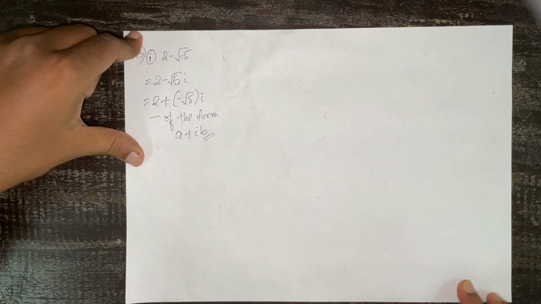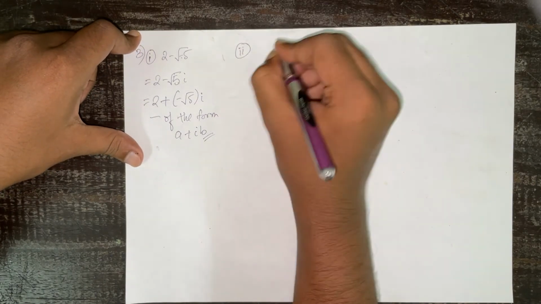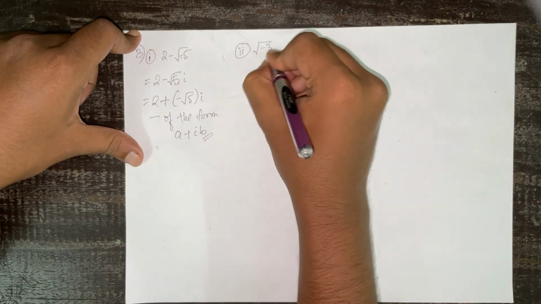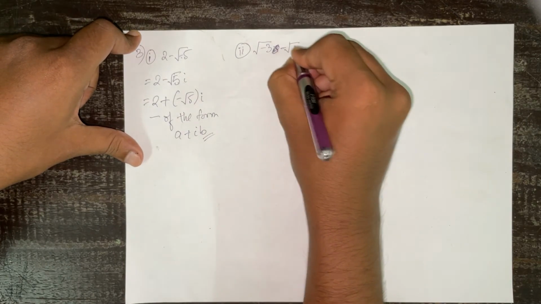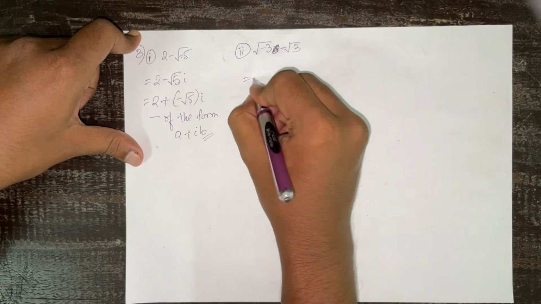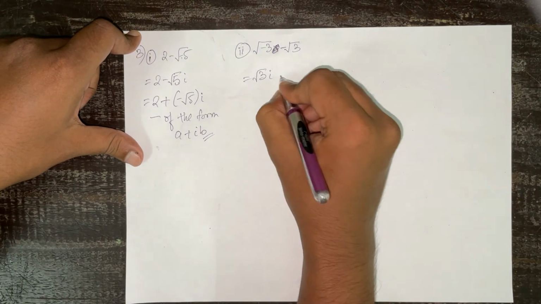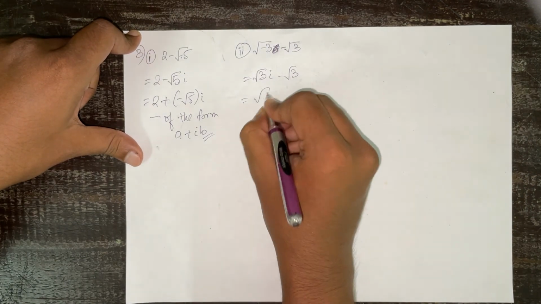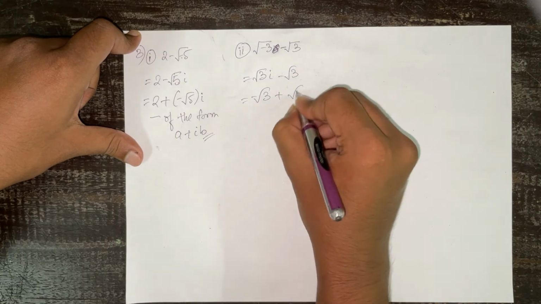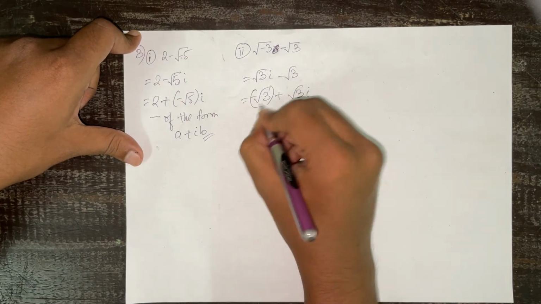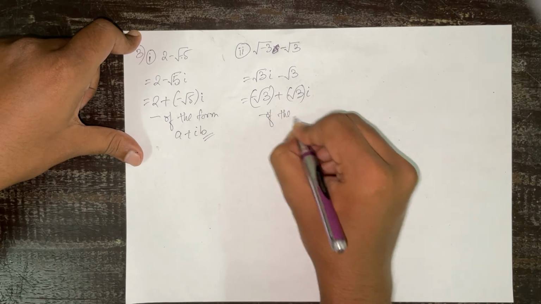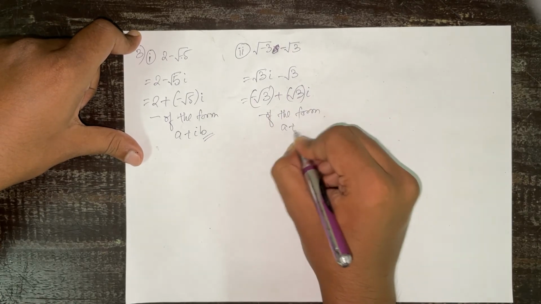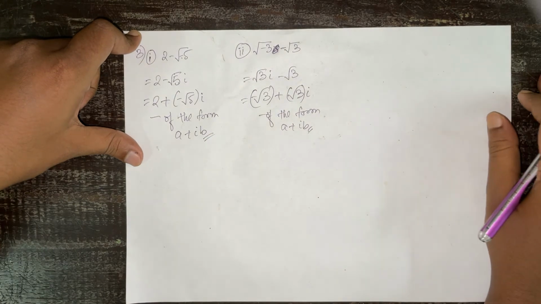Suppose we go to number 2. Number 2 is root over minus 3 into root over minus 3 minus root over 3. So root over minus 3 is what? Root 3 i, and this is minus root 3. So this can be written as minus root 3 plus root 3 into i. So here this is a and this is b, so of the form a + ib. So we are doing it fine here.